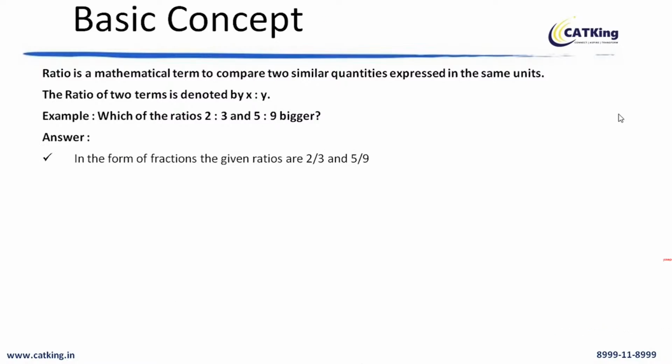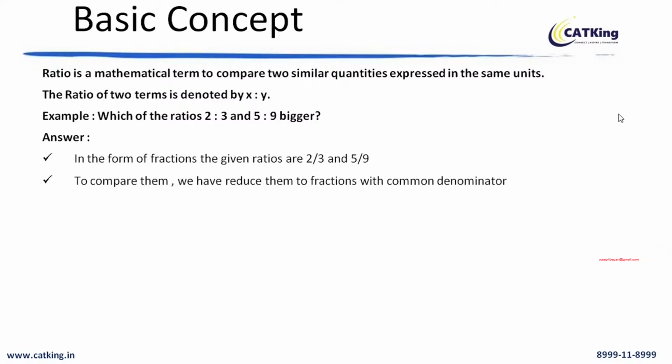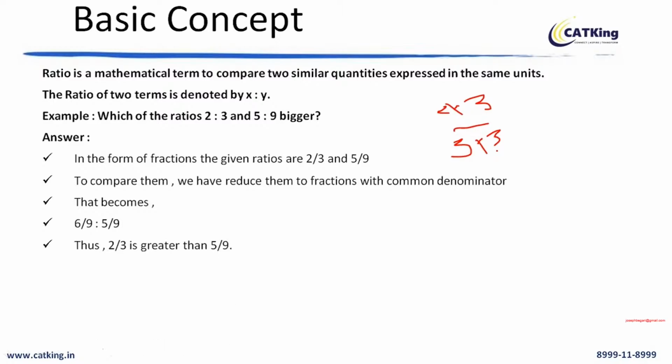Now to compare them, we can reduce these fractions to a common denominator. How do we do that? For 2 is to 3, we can make 3 as 9. So we write 2 into 3 upon 3 into 3, which becomes 6 by 9, and the other ratio is 5 by 9. Now we can compare them because the denominators are the same. We compare the numerators, 6 and 5. We know that 6 is greater than 5, and thus 2 by 3 is greater than 5 by 9.